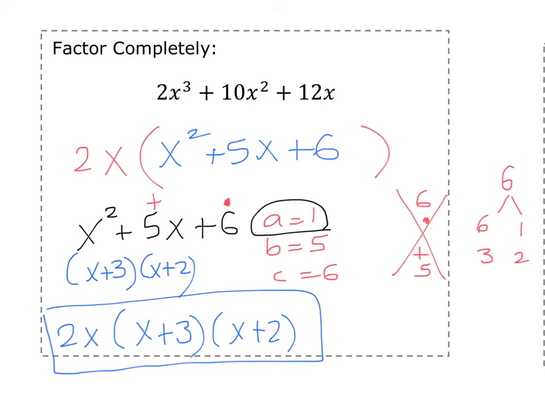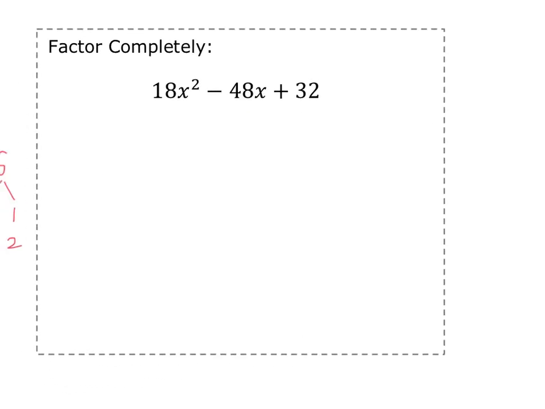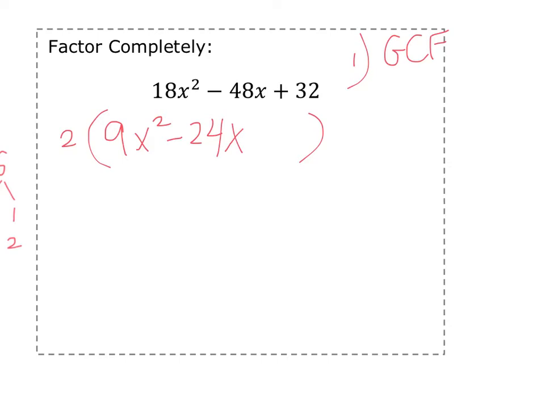Now let's move on to the last problem. Factor completely this one. Remember, your first step is always to check if there's a GCF. Now by looking at this, I can see that there's a 2 in common because they're all even. So what's going to be left of 18x squared if I factor 2 out? 9x squared. What's going to be left of negative 48x? Negative 24x. What's going to be left of 32? 16. Now I can tell that there's nothing else in common between those three, so that's going to be my GCF, which is 2.